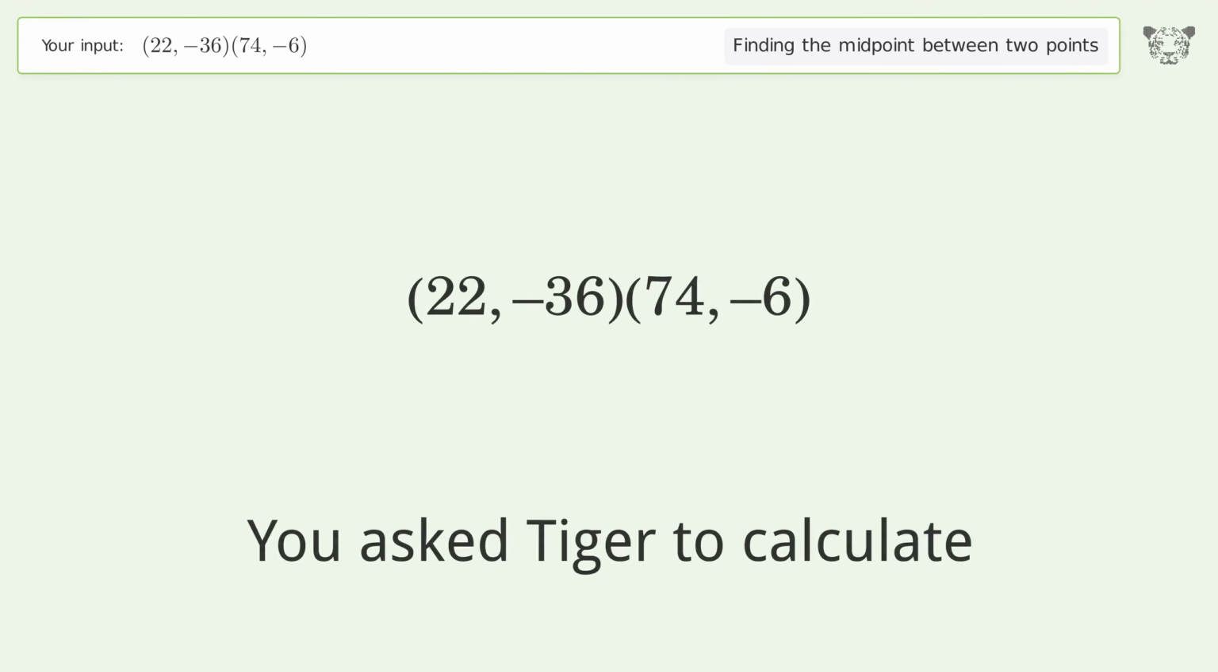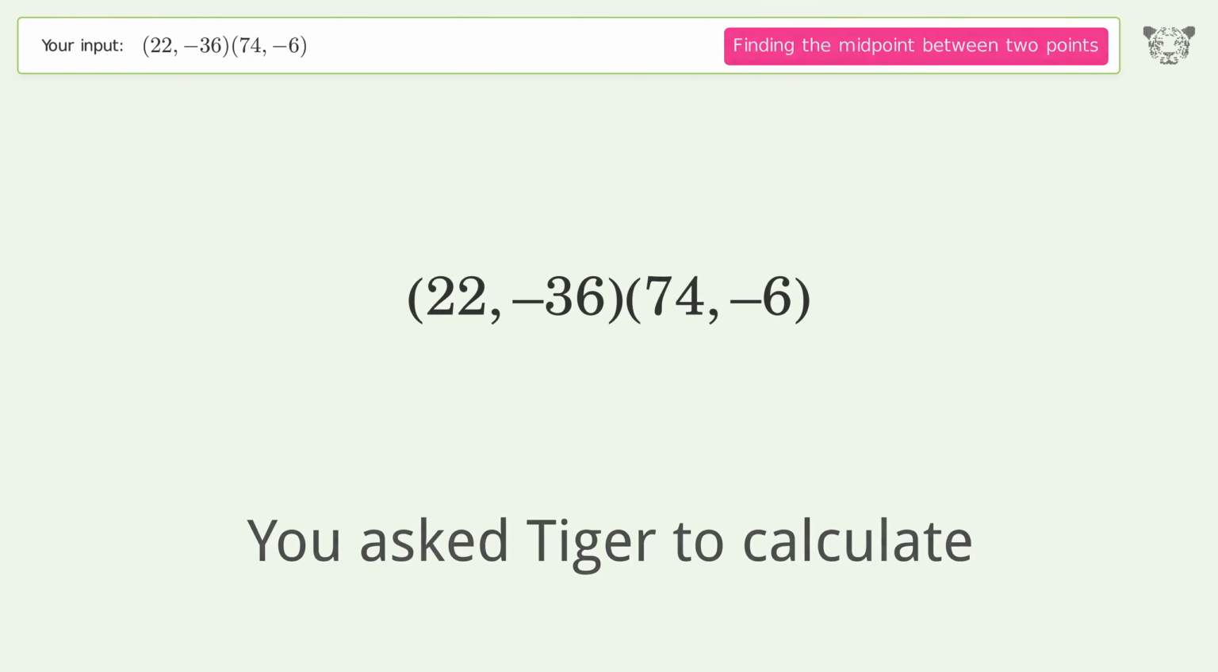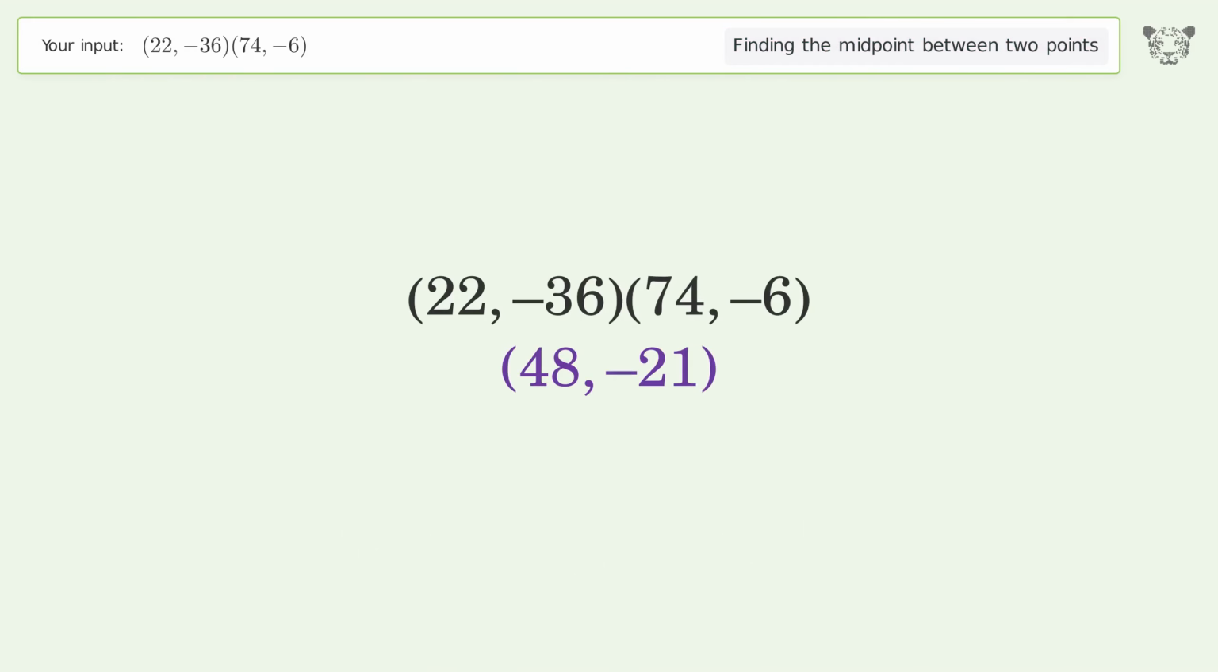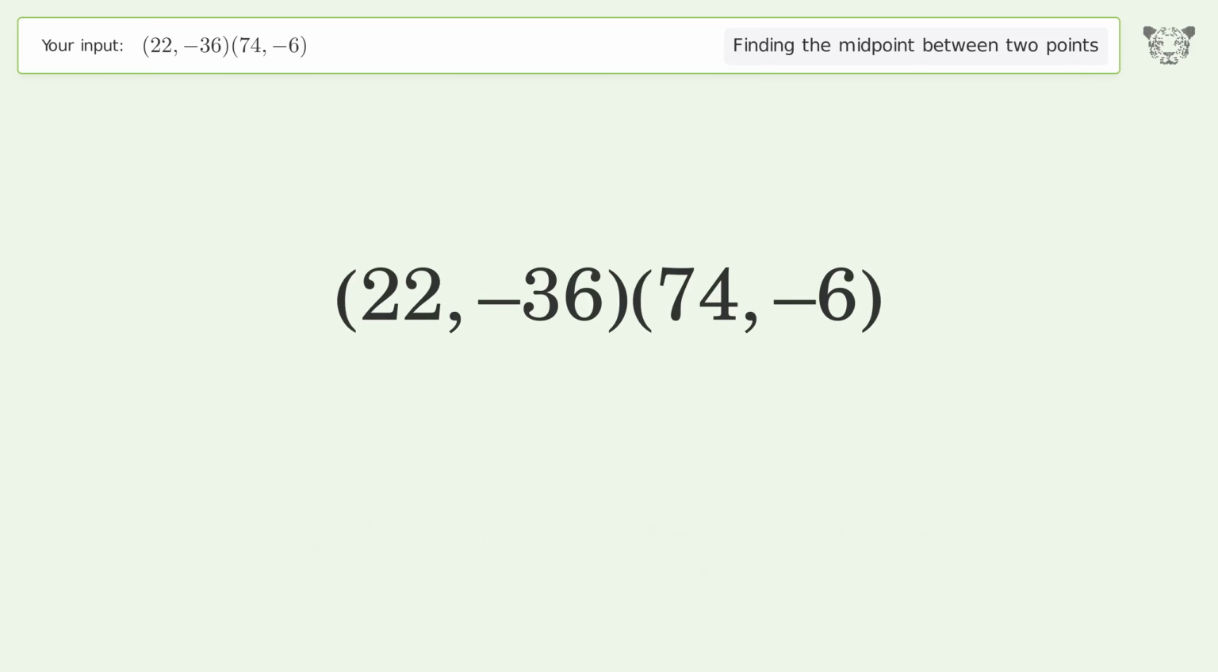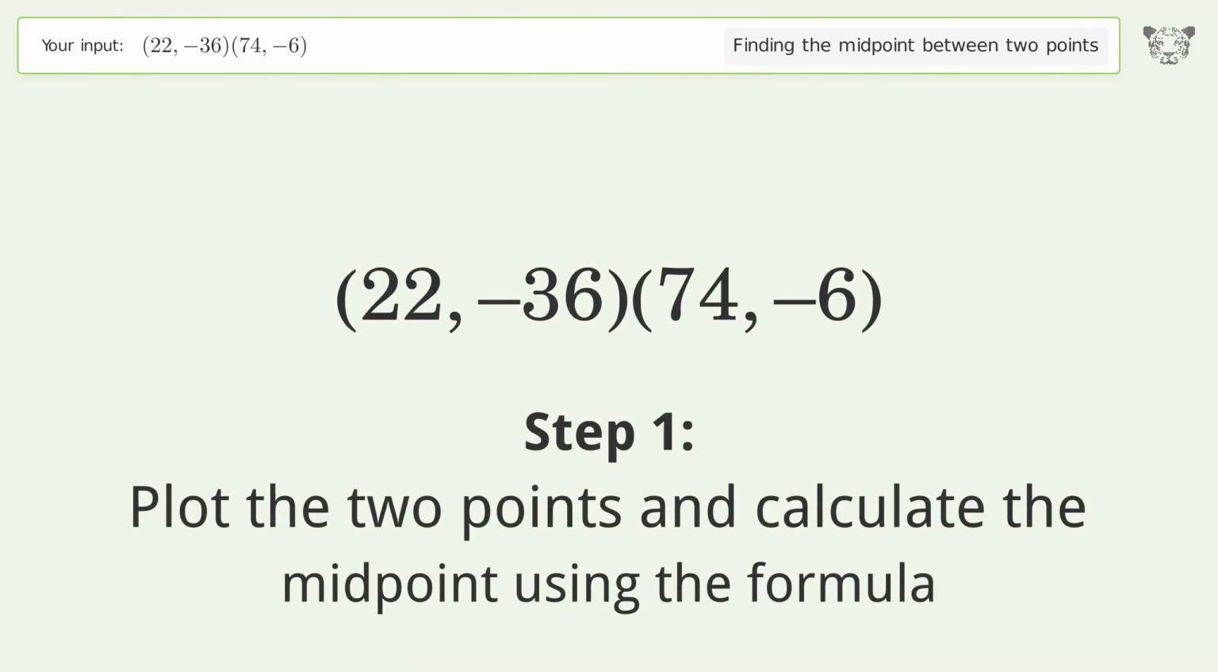You ask Tiger to calculate. This deals with finding the midpoint between 2 points. The midpoint between the 2 points is 48, negative 21. Let's solve it step by step. Plot the 2 points and calculate the midpoint using the formula.